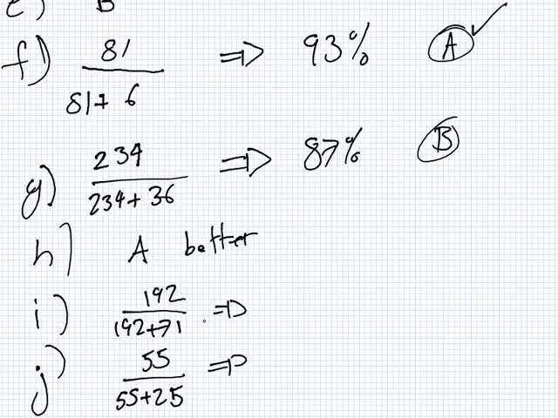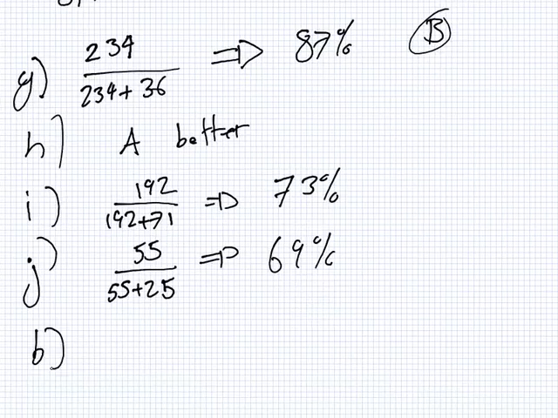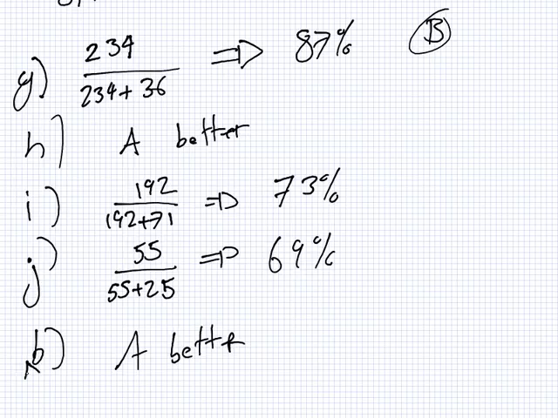We'll finish this up now. Give me the two answers for I and J. 73% for I, yeah. And then for J? 69%. So now we can answer K. If you have large kidney stones, which treatment is better? A is better. Yeah, this is what we're getting. Get a higher success rate.